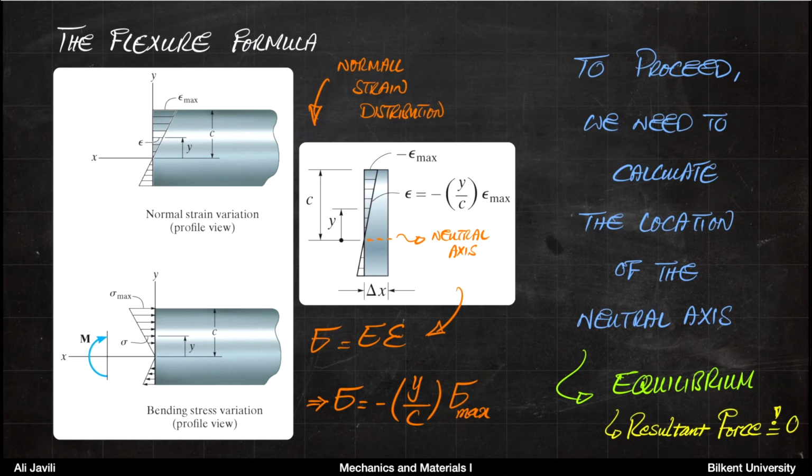So basically, the equilibrium equation here tells you that if you integrate all these little compressive stresses and you get a compressive force, and then if you integrate all these little tensile stresses and you get a tensile force, of course these two forces should be in equilibrium. So the resultant force of the cross section must be zero. And using this constraint, we can define the distance of the neutral axis from, let's say, the bottom or the top of the beam.